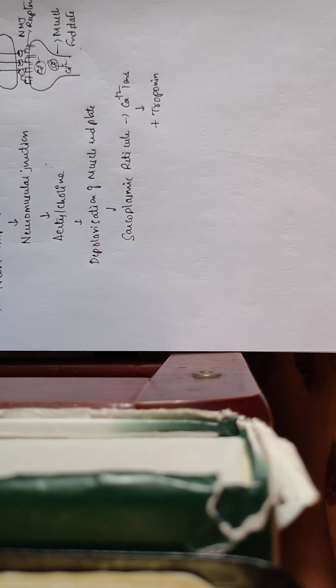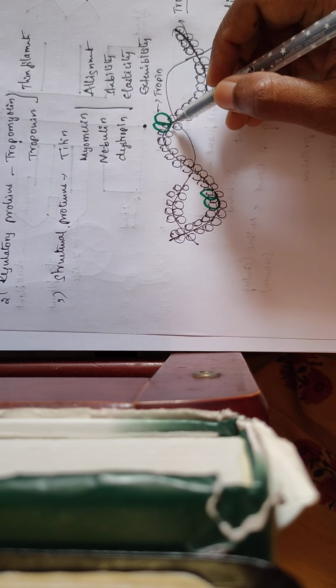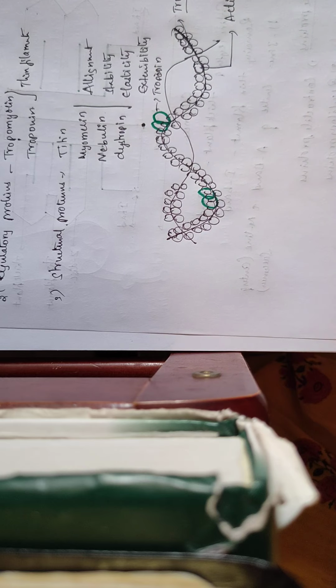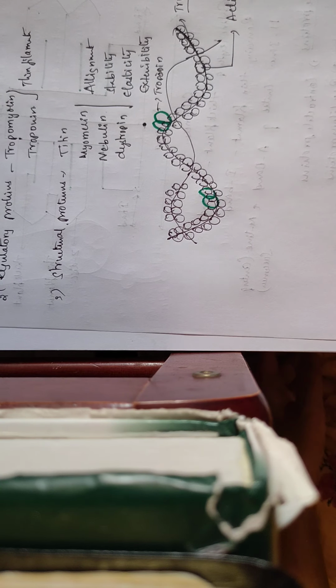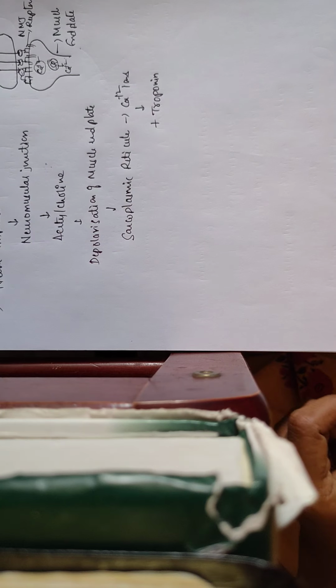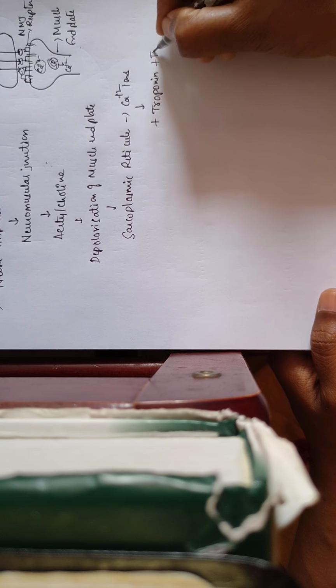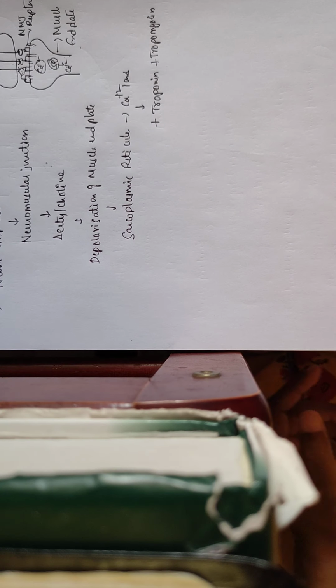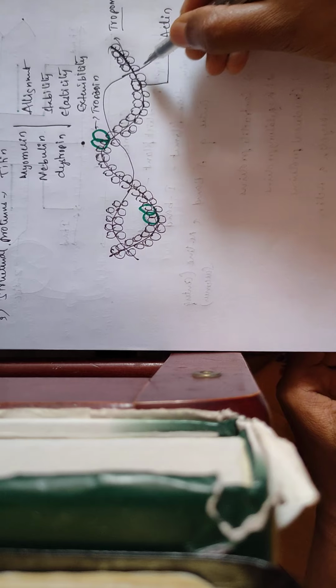Have you remembered the structure of the troponin? Previously I told you, this green colored structure is the troponin. The calcium ions bind with this green colored structure, the troponin. Now this combines with the tropomyosin. I told you that tropomyosin is this thread-like structure, which we call tropomyosin.